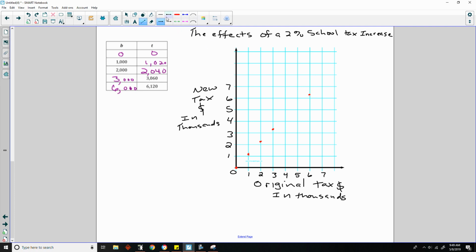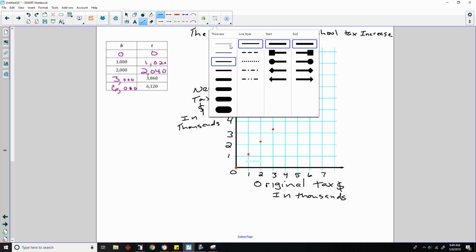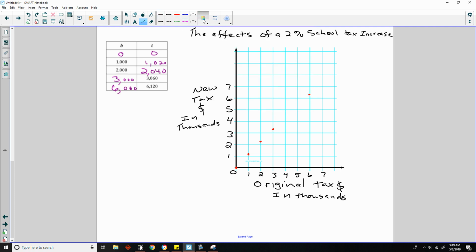So then if I get a ruler and draw a segment through my points, then our graph should be pretty close to the points we put. And there is the graph of our points. Okay, they're off a little bit, but you get the idea. This is a constant rate of 2%, so our constant of proportionality is linear, and there is the graph.